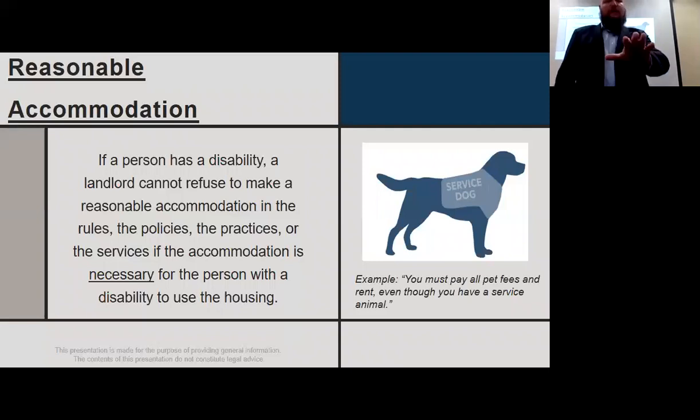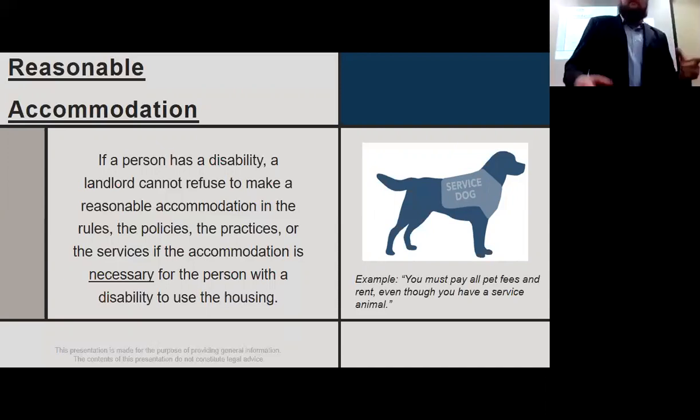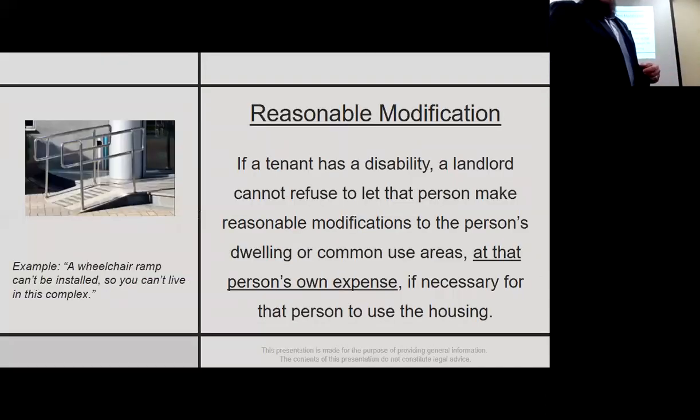So as I was saying, reasonable accommodation, if someone has a disability, the landlord cannot refuse to make that reasonable accommodation if it is necessary. And that's really the key word that you're looking for. It's necessary for that person that has the disability to use the house. And that's kind of where the determination is made, is the necessity of it. Just because it's something that you want or something that you would like doesn't make it a necessity or something that the landlord has to do.